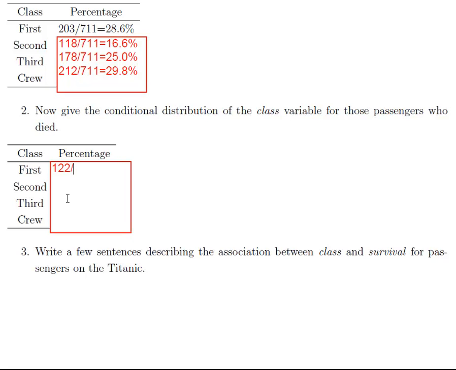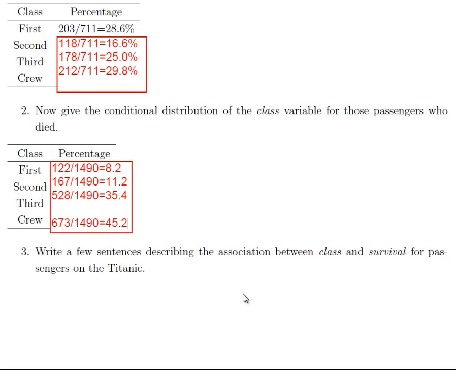So I have 122 out of 1490, 8.2%. I'll just leave the percentages off. 167 out of 1490, 11.2. And 528 out of 1490 is 35.4. And from the crew, we have 673 divided by, sorry, divided by 1490, that's equal to 45.2. All right, and now we have the distribution for both the people that lived as well as the people that died. And so we can compare the two.